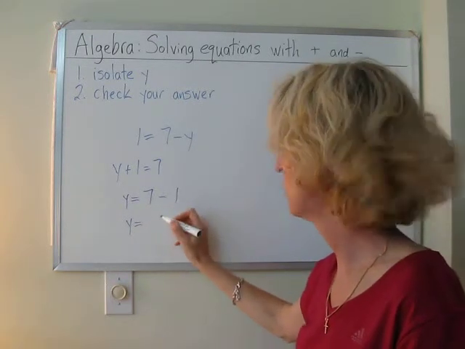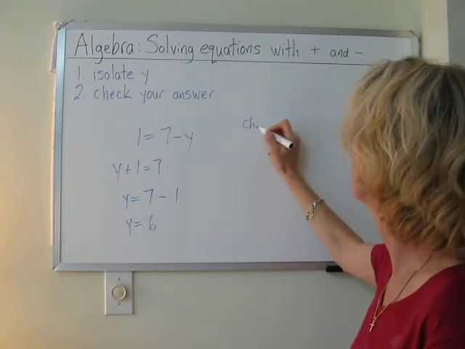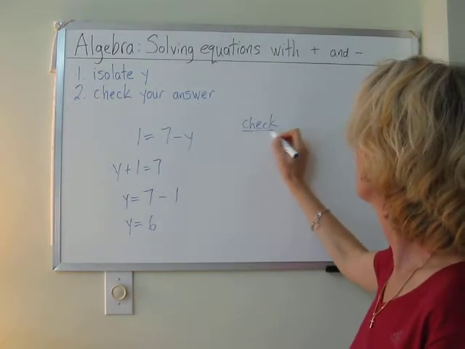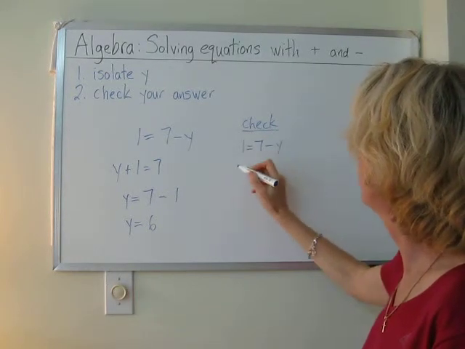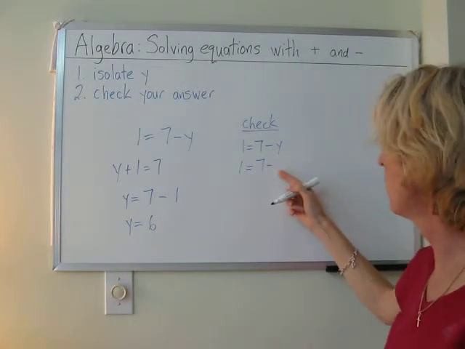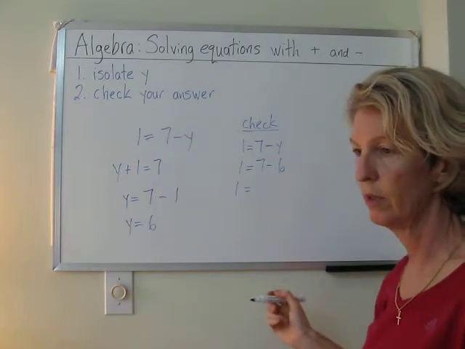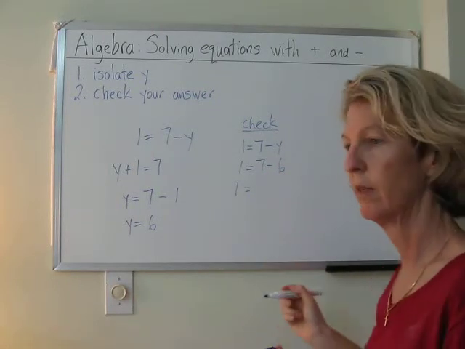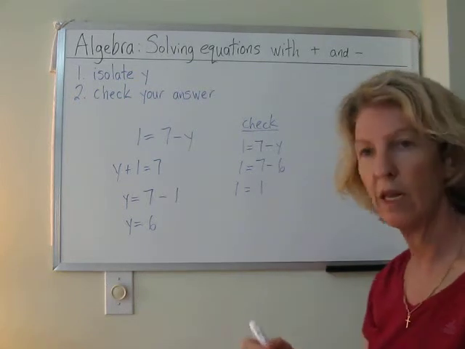So y is equal to 7 minus 1? Should we check our answer? Yes. Okay, check. We have 1 equals 7 minus y. We have 1 on that side, 7 minus, what did we calculate for y? 6. What's 7 minus 6? 1. 1 on this side, 1 on this side. It's always important to check.